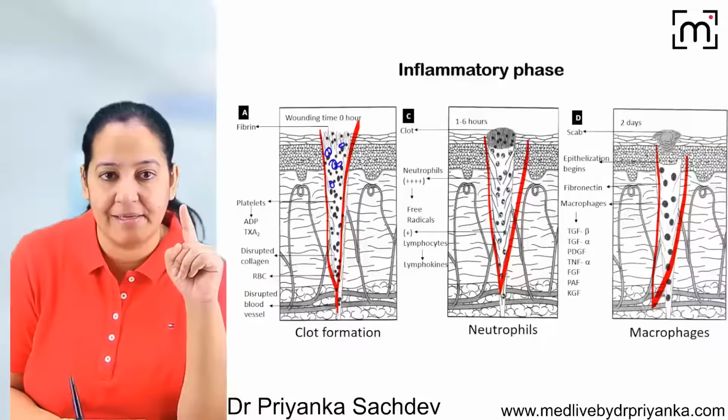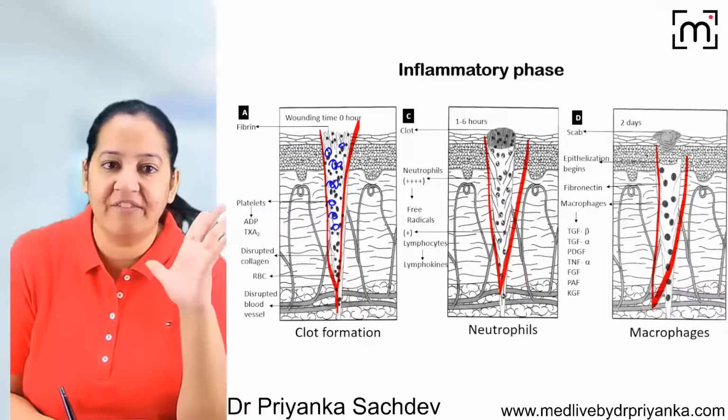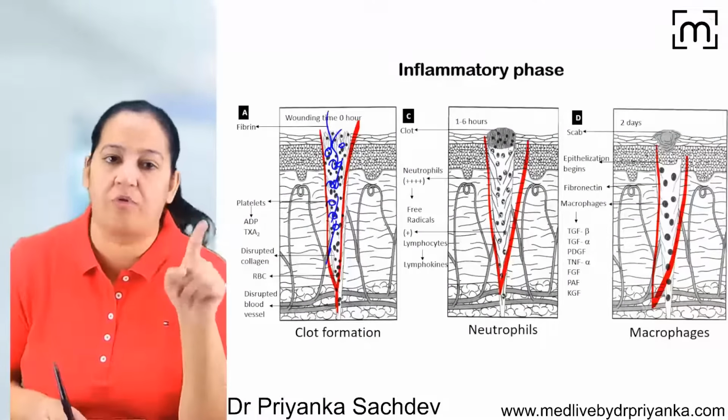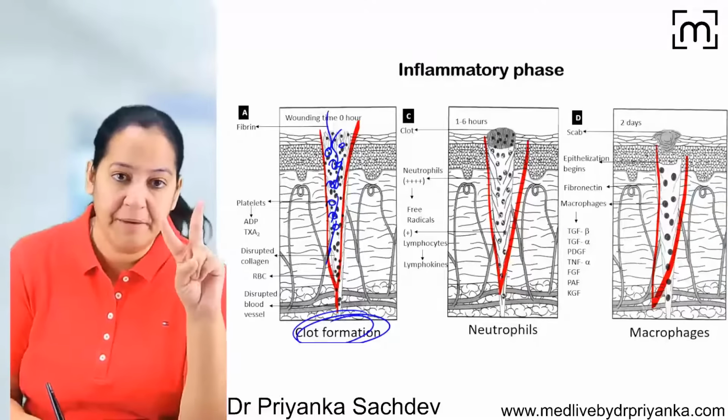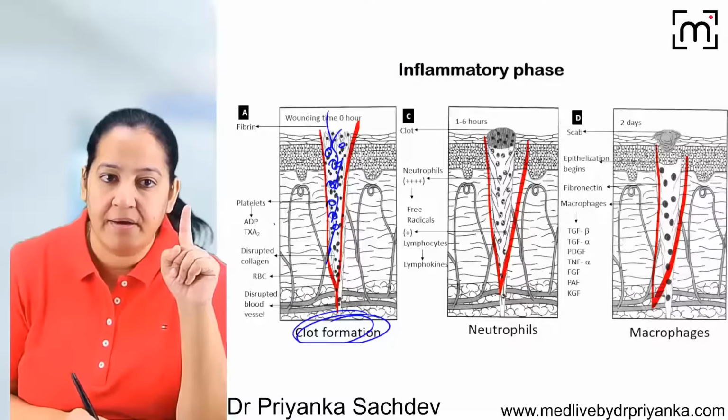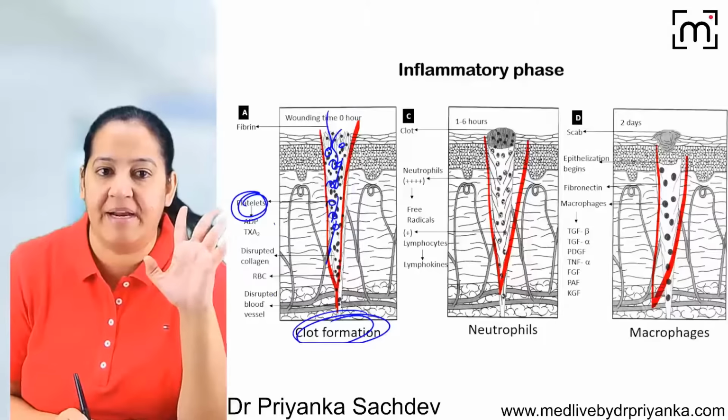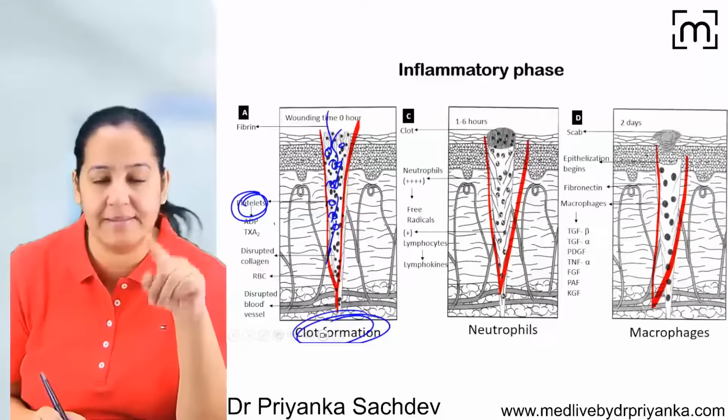So first thing, you have to show the platelet. These all are platelets. Platelets will form the primary clot and the fibrin will form the secondary clot. So clot formation. The first thing you have to show, label 2 things, platelets and fibrin. That's it. The 2 labeling is there. And it is the clot formation.